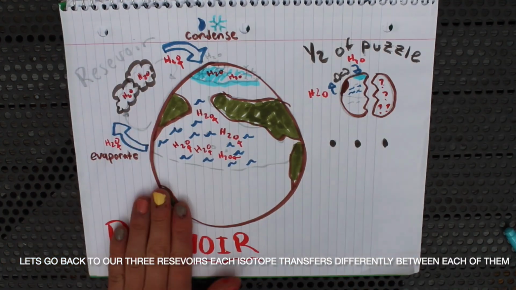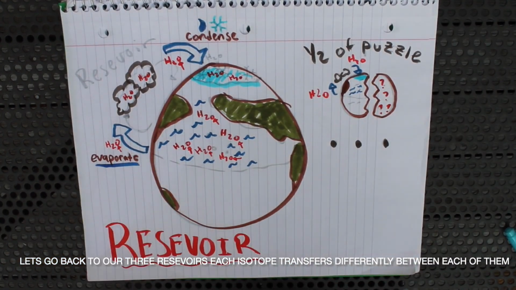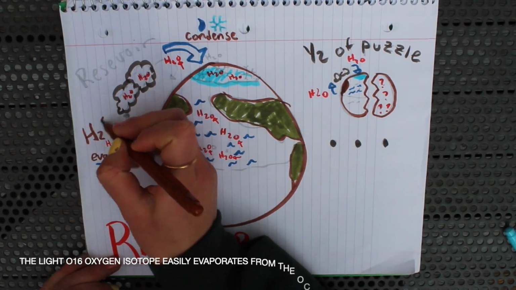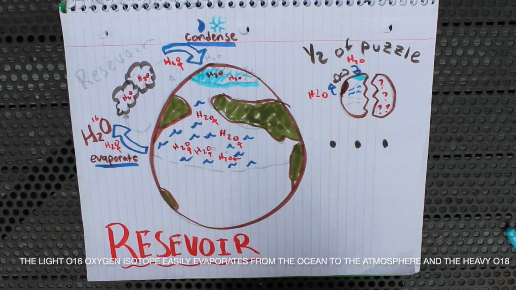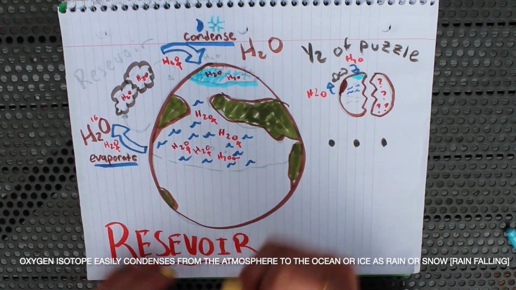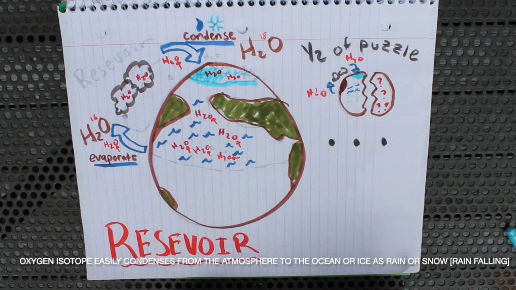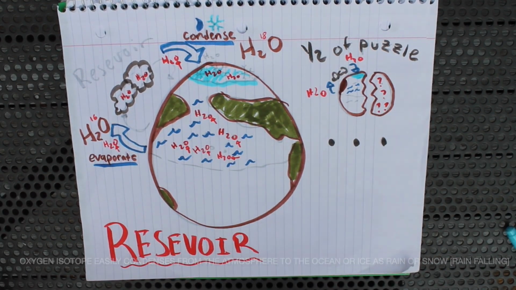Let's go back to our 3 reservoirs. Each isotope transfers differently between each of them. The light O16 oxygen isotope easily evaporates from the ocean to the atmosphere, and the heavy O18 oxygen isotope easily condenses from the atmosphere to the ocean or ice as rain or snow.